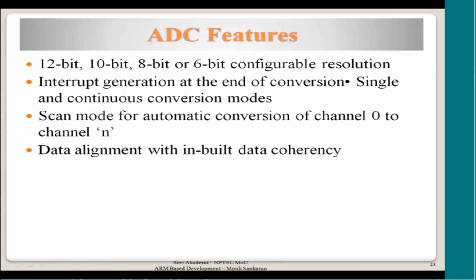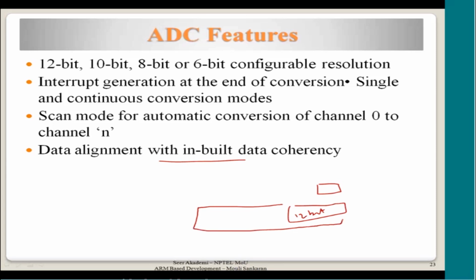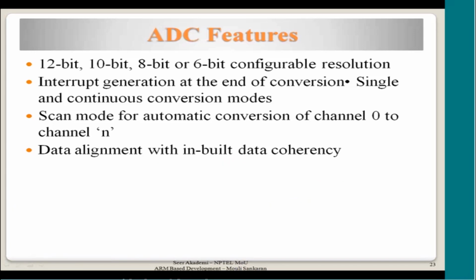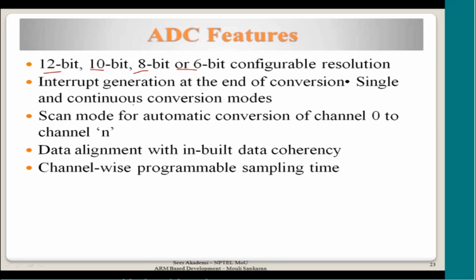Then data alignment with inbuilt data coherency. It could be 8 bit aligned, or 12 bit, which means it has to be aligned internally. You have 12 bits, so how are we going to store it within a 32 bit register? Normally our internal registers in ARM are 32 bit, but the ADC outputs are not even close to 32, they are all sub 32. So how do we store it? That is another thing, alignment. And then there is channel-wise programmability of sampling time.